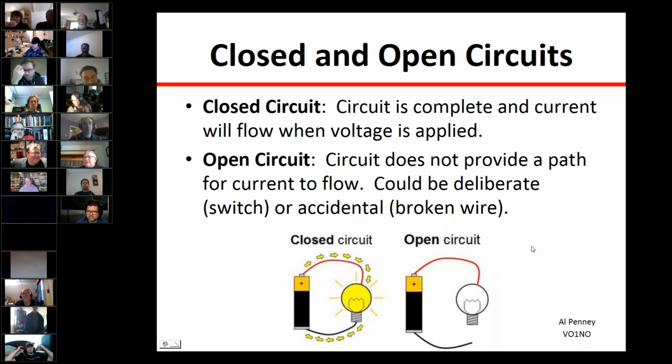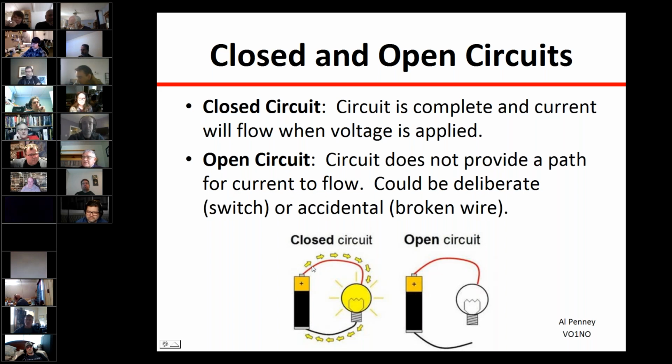Now, a few more concepts. A closed circuit means that the circuit is complete and current will flow when voltage is applied. An open circuit means that there's no path for the current to flow, and that could be deliberate, such as a switch, or accidental, such as a broken wire. So here's an example of a closed circuit. You've got your cell, your battery, and you connect it up to the light bulb, and you form a path and current will flow.